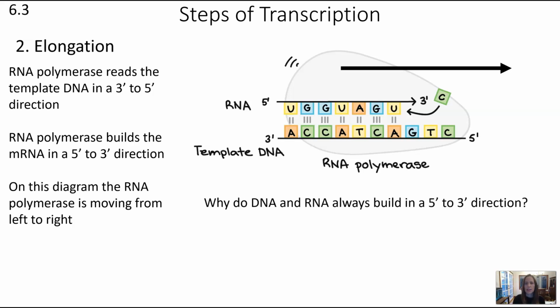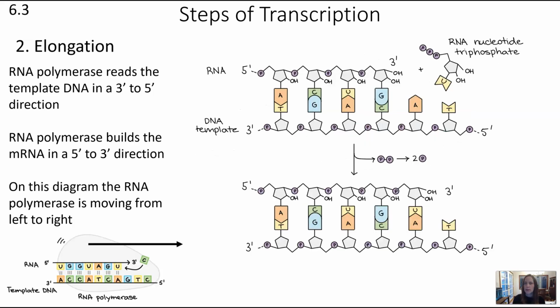Why is it that DNA and RNA always build in a 5' to 3' direction? That's because you need that open hydroxyl group, that open OH, to grab onto, and the 5' phosphate end of the free nucleotide is what's going to make that connection. So it's always going to be building in a 5' to 3' direction because it's that 3' open end that needs to join onto the free nucleotide.